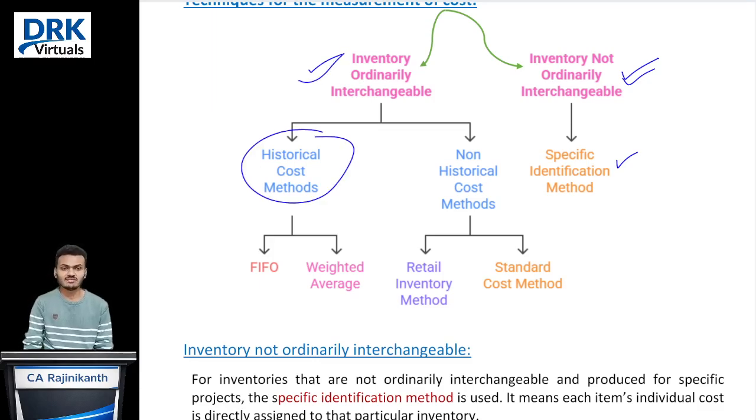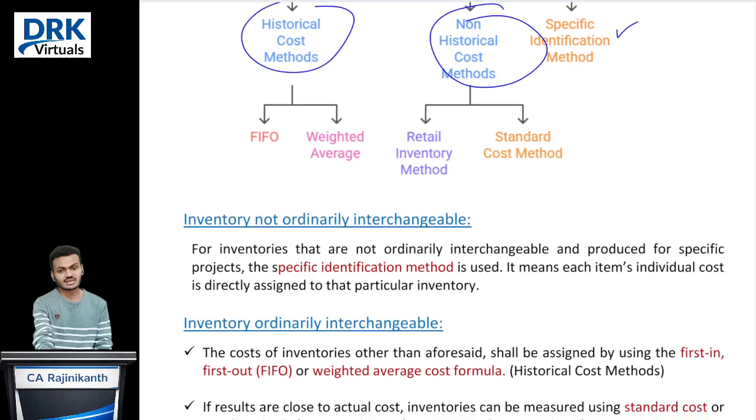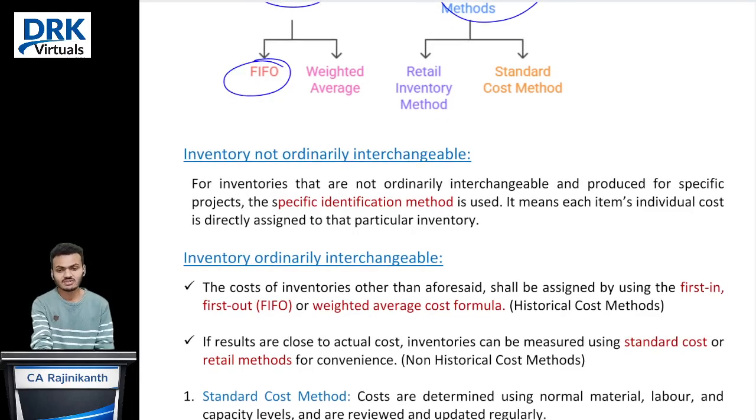Historical cost method we can follow. Historical cost means actual cost. Okay. Non-historical cost method is estimation based methods, I can say. Estimation based methods we can follow only when they result in approximation to the actual cost. Okay. In that case, we can follow. Otherwise, we should not follow. As for historical cost method, FIFO and weighted average methods we can follow.